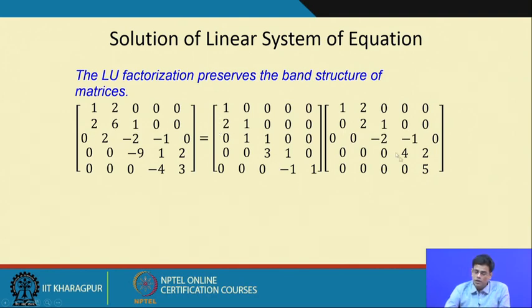Similarly, in the upper triangular matrix, the diagonal elements are non-zero, and in the upper part only one entry is in the band. This structure-preserving LU decomposition is very important for us, because as I have said already, we will mostly be using banded matrices.